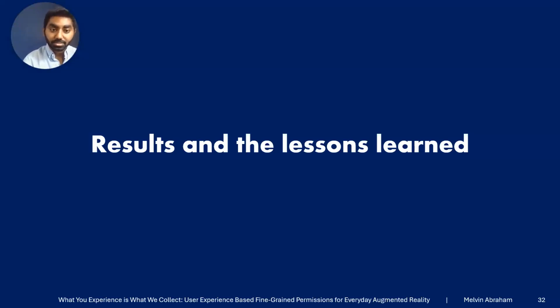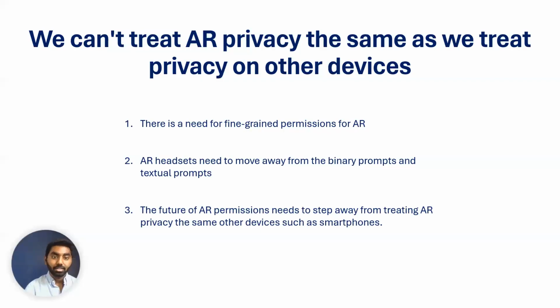So what are the results and the lessons we learned from this? The results and discussion go in a lot more detail in the paper, but a very high level overview of the lessons learned is that we can't treat AR privacy the same as we treat privacy in other devices. We show that there is a need for fine-grained permissions in AR. Users indicated that they wanted to provide less than full data access by ranking the slider with image as the most preferred control, with the binary and Android control ranking last and second last.